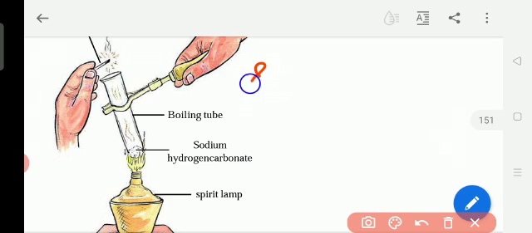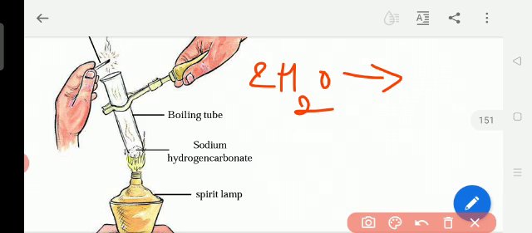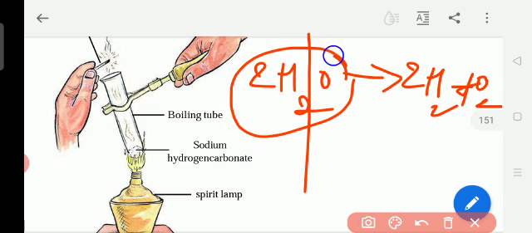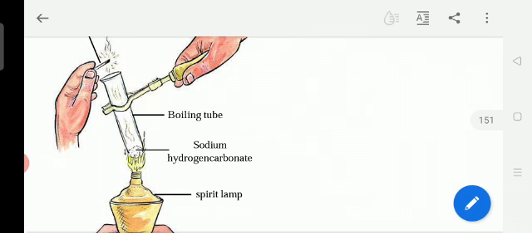For example, 2H2O, it is water. When we pass the electricity, it is breaking into two: 2H2 plus O2. So decomposition reaction means one reactant breaking into two or more products. It is called as a decomposition reaction. For the breaking, when we are using the thermal, that means heat or the electric current, it is called as a thermal decomposition reaction.